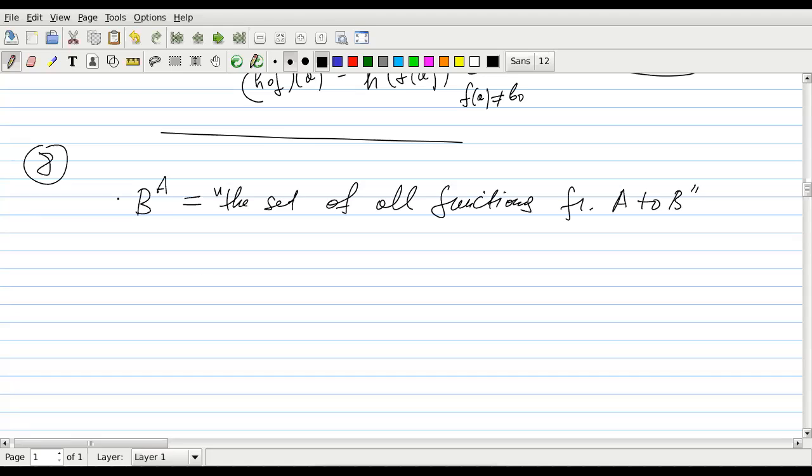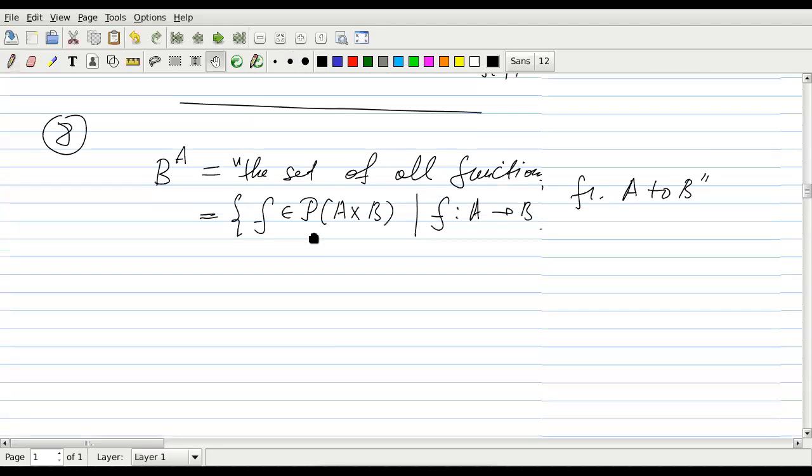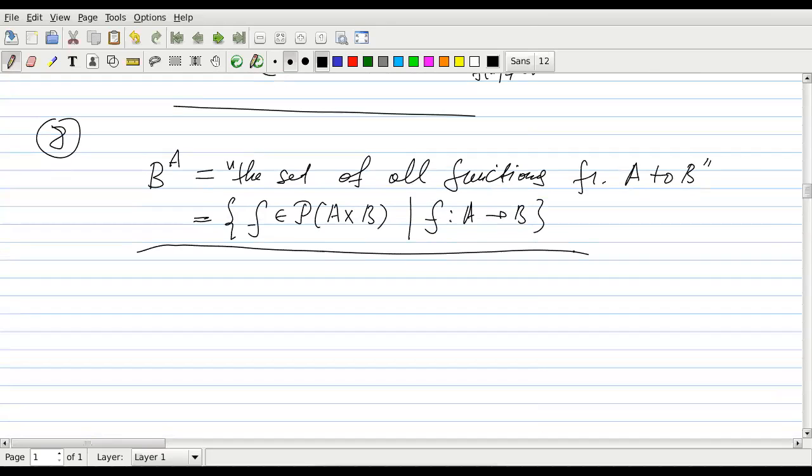Tomorrow, we shall see why it is denoted this way, as a power. We shall see a clear analogy between this one and our usual numeric exponentiation. So formally, it is, of course, the set of all subsets of A times B, all relations between A and B, which are total and functional. So this is a set of all functions.